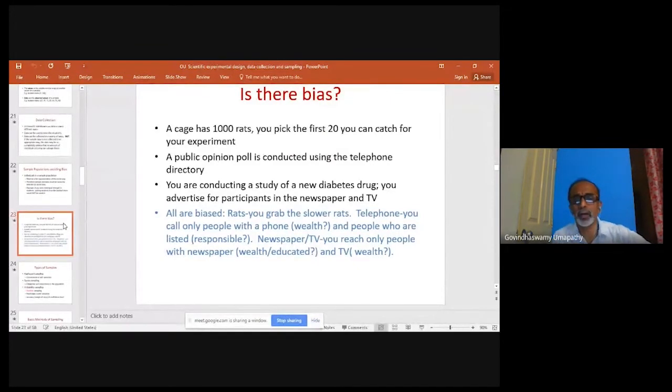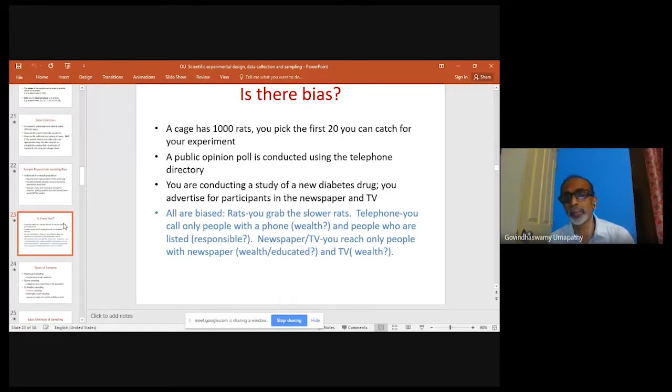Here is another example of how you normally end up with bias. You have 1,000 rats in a cage, and you pick the first 20 you can catch for the experiment. Similarly, a public opinion poll is conducted using a telephone directory. Recently, some TV channel conducted a telephone poll about a particular personality's popularity. So it's all done by telephone. How many people have a phone? How many people are accessible by phone? You are actually biased towards using phone, and it's not a true representative of the population. So you need to be careful.